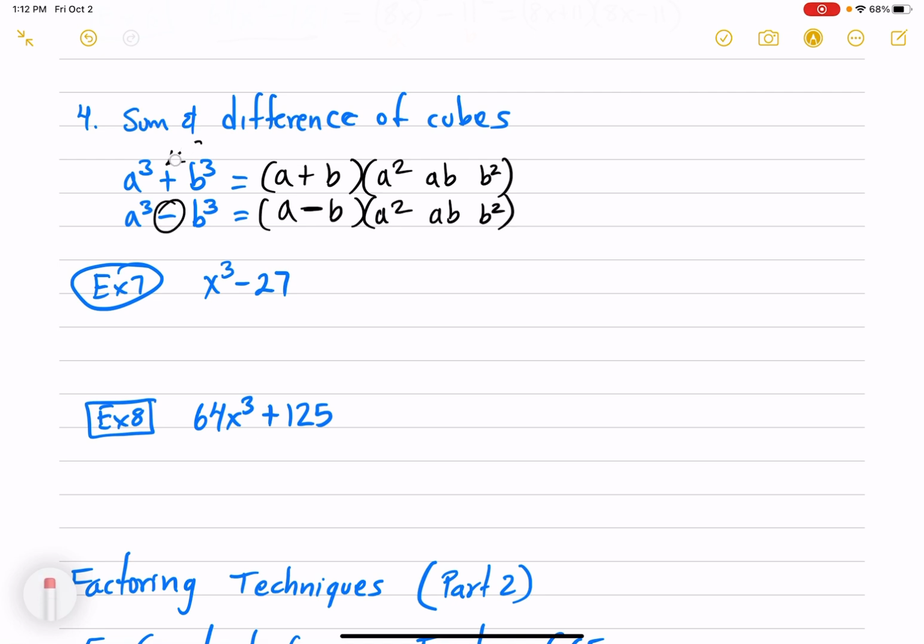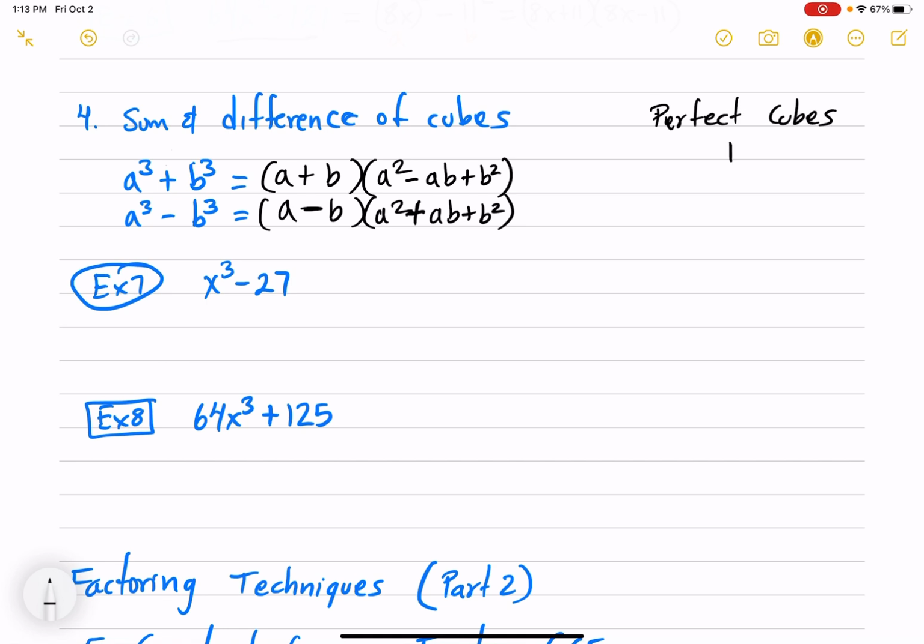Okay, first of all, we have that. And then second, notice that only two signs change in both formulas. This is a negative, this is a positive. And then the last one is always positive in both formulas. So if you can memorize those two formulas, you should be able to factor the sum and difference of cubes. Now, just like we did before, it would be nice if we could recognize some perfect cubes.